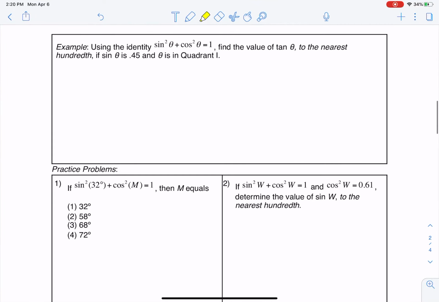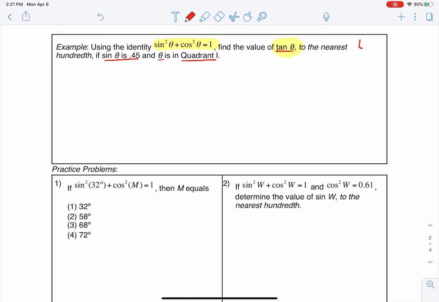All right, using the identity sine squared of theta plus cosine squared of theta equals 1, find the value of tangent of theta to the nearest hundredth if sine of theta is 0.45 and theta is in quadrant 1. All right, so ultimately what we want to do is figure out what tangent of theta is.